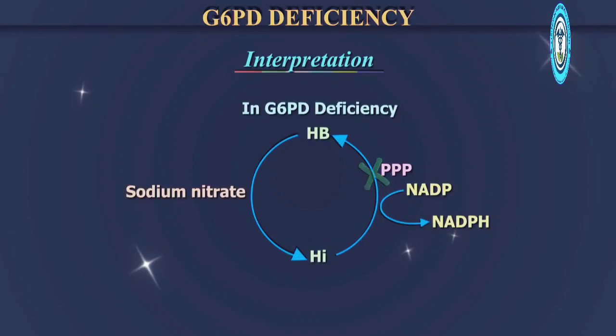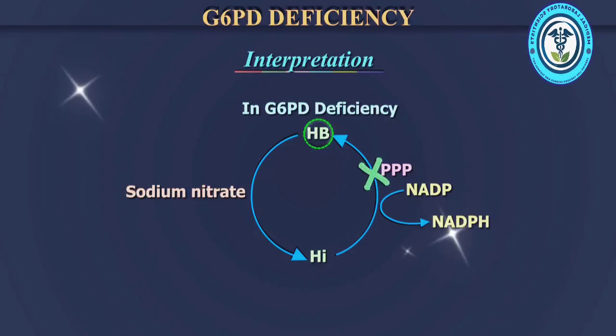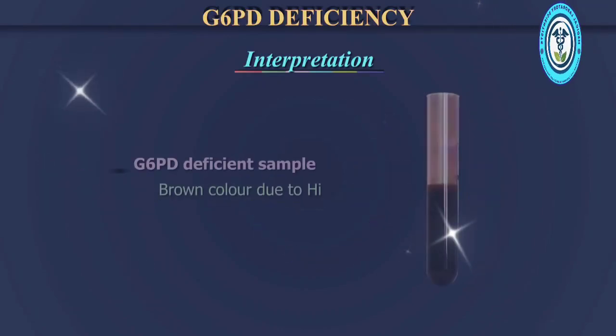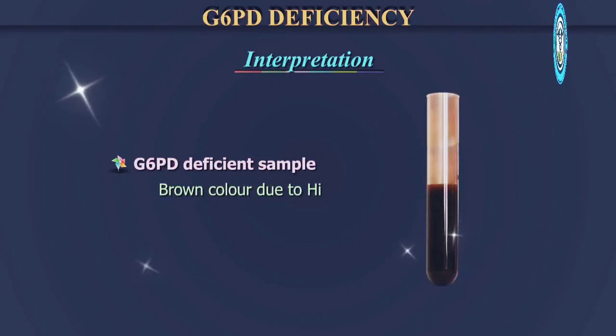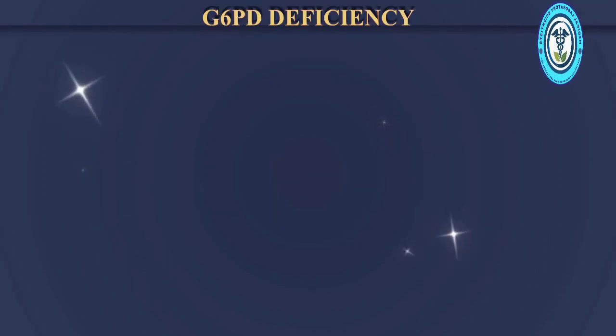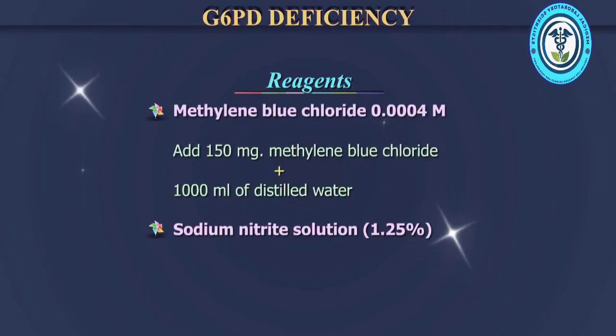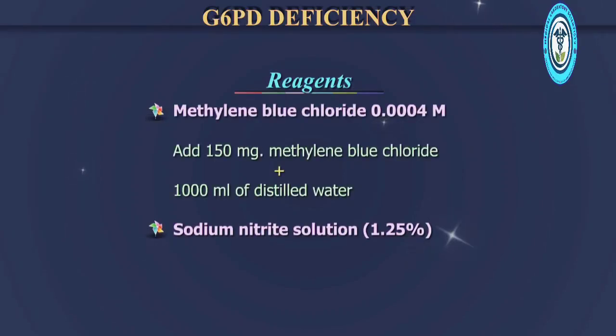Interpretation. In G6PD deficient patients, the block in the PPP prevents reduction of methemoglobin back to hemoglobin. The sample of a normal person gives a clear red color, while the G6PD deficient sample has a brown color due to the persistence of methemoglobin. Reagents. 1. Methylene blue chloride 0.0004 molar. Add 150 mg methylene blue chloride in 1000 ml of distilled water.